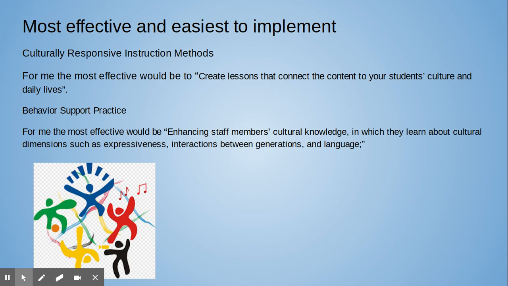Most effective and easiest to implement culturally responsive instruction methods. For me, the most effective would be to create lessons that connect the content to your students' culture and daily lives. I teach social studies, so that's pretty simple for me to do. And we did that. I've already talked about the holidays that they honor, and how they're similar to ours. We just honored it, and it was very special for them.